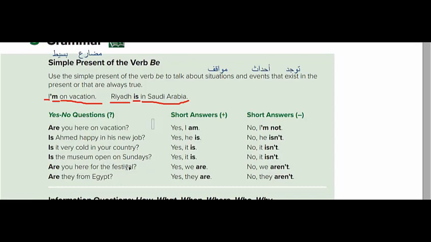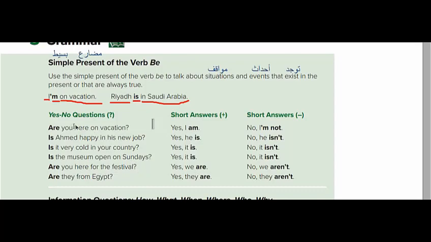Are you here for the festival? Notice, are you here? Are you here? Why did they repeat the question? They wanted us to notice that here we are addressing a singular person. نخاطب شخص مفرد. Are you here on vacation? Yes, I am. No, I'm not. But here, the question is for plural, للجمع. Are you here for the festival? هل أنتم هنا من أجل المهرجان؟ وعندها يكون الجواب Yes, we are.